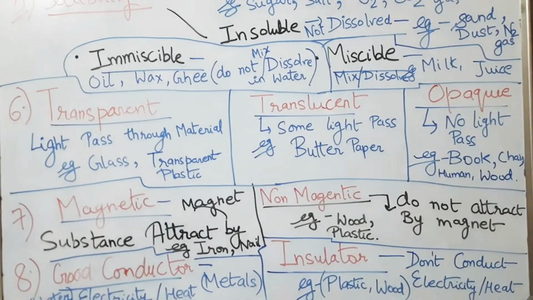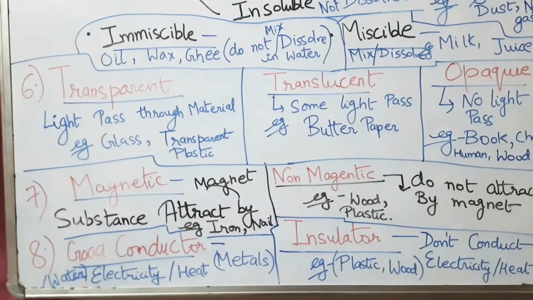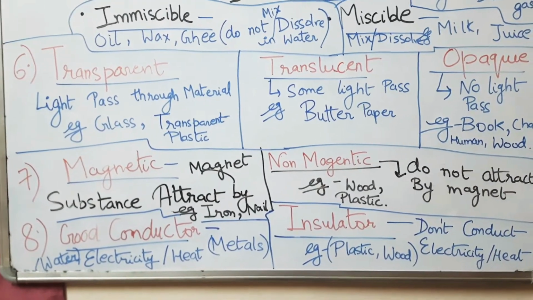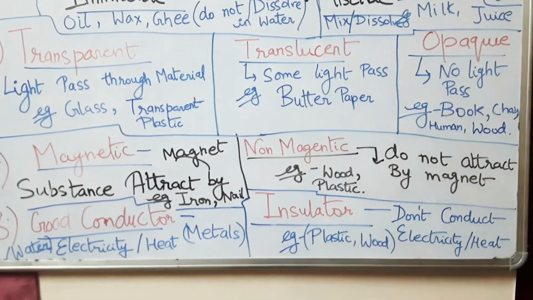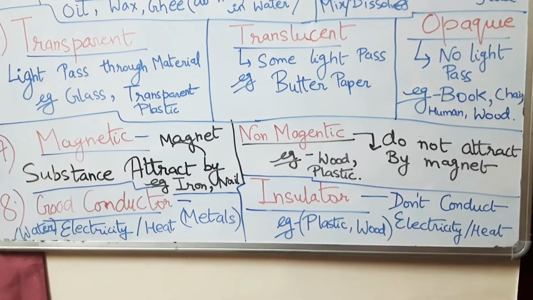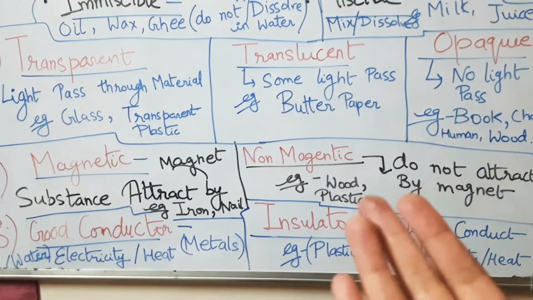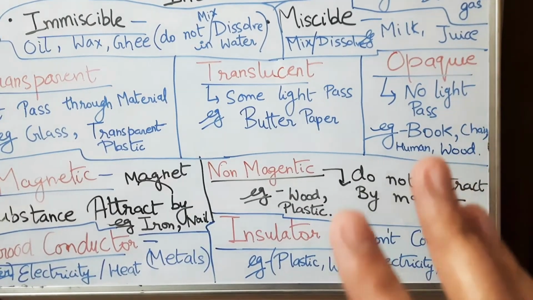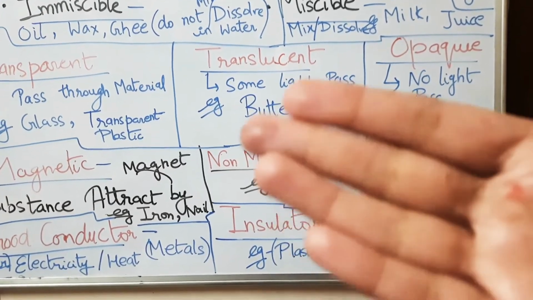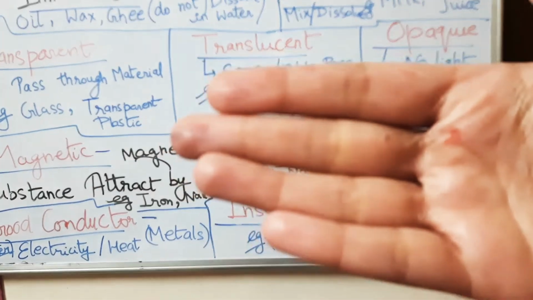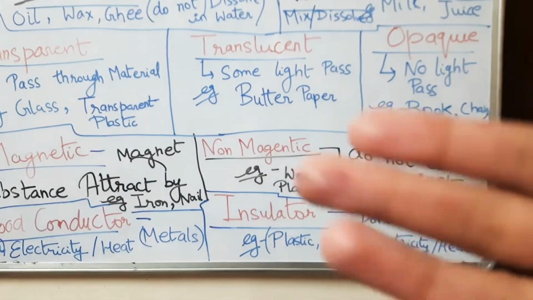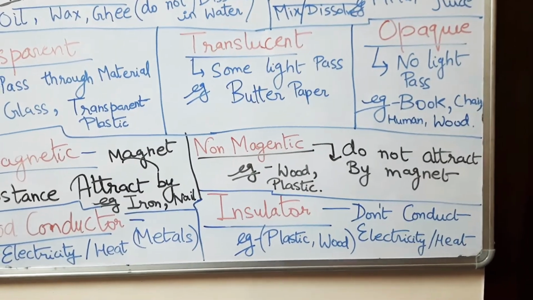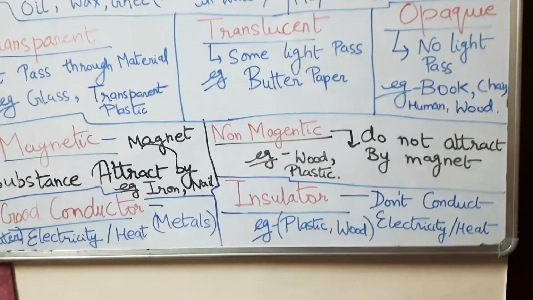Transparent. Transparent materials are those through which light passes. Example glass, transparent plastic, through which light can pass easily. Translucent, only some light passes, like butter paper, only some light passes through it. Then the opaque ones. Opaque objects are those through which no light passes. Like if we hide this, no light is passing through. So my hand is an opaque object. Book, chair, human, wood, trees, all are opaque objects that do not allow light to pass through them.